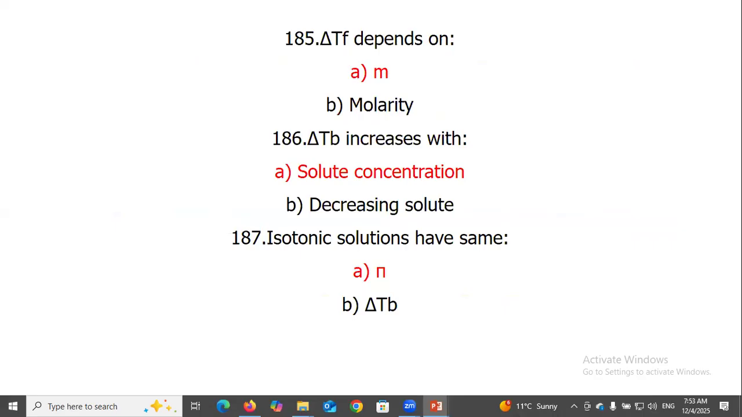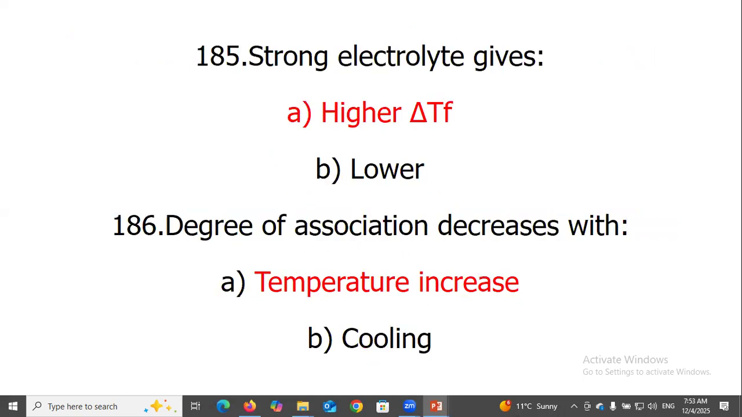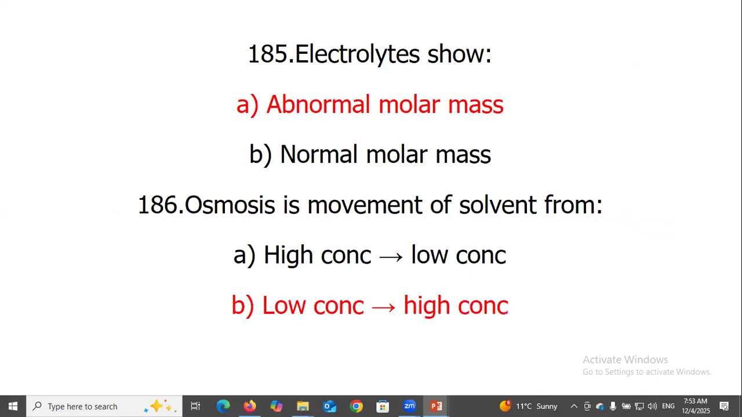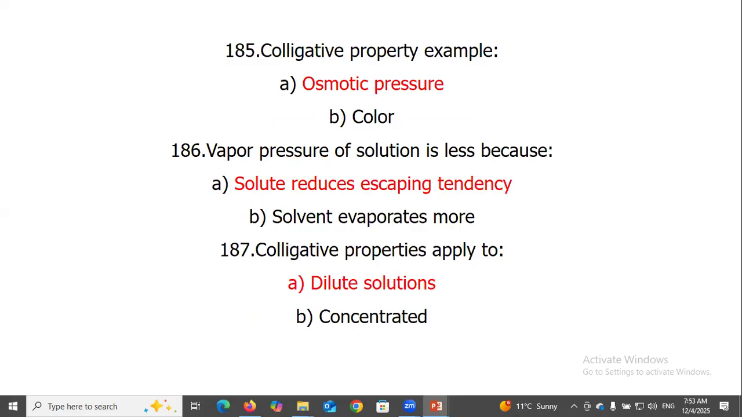Delta Tb increases with solute concentration. Isotonic solutions have the same pi. A strong electrolyte gives a higher delta Tf. Degree of association decreases with temperature increase. Electrolytes show abnormal molar mass. Osmosis is the movement of solvent from low concentration to high concentration. A colligative property example is osmotic pressure. Vapor pressure of a solution is less because solute reduces the escaping tendency. Colligative properties apply to dilute solutions.